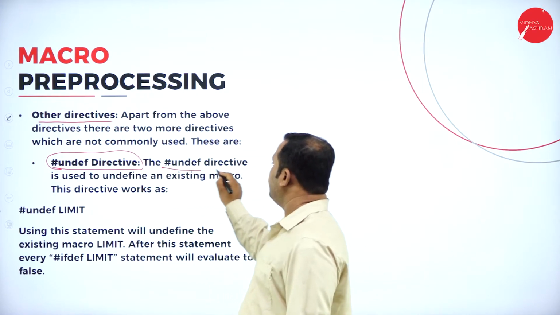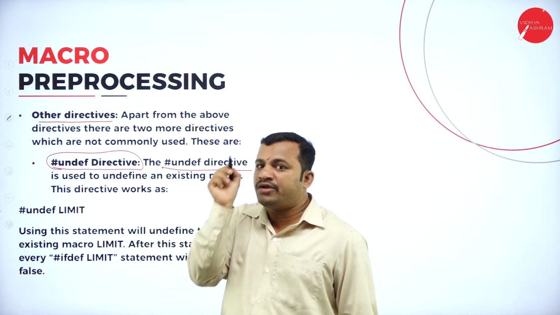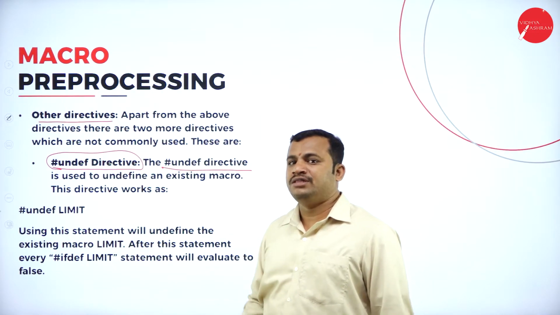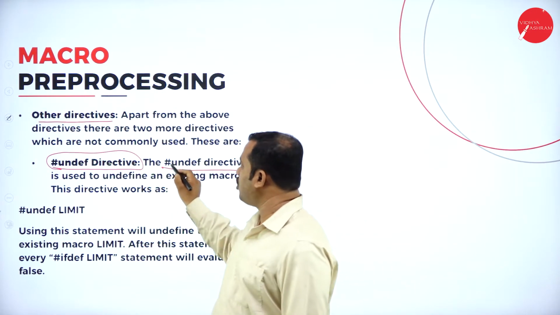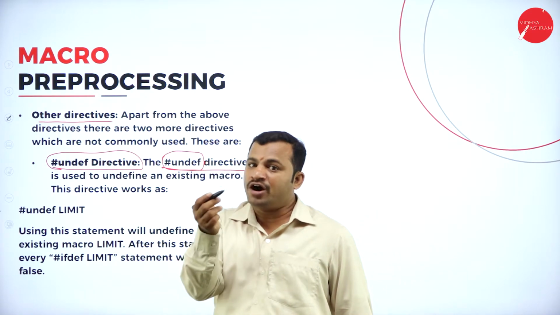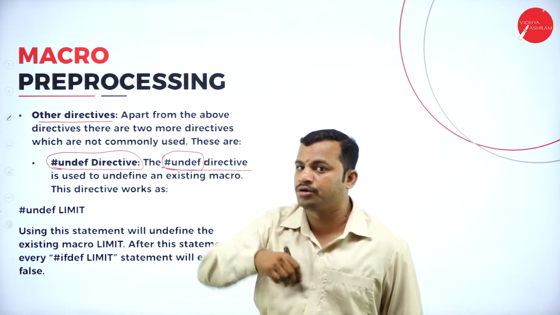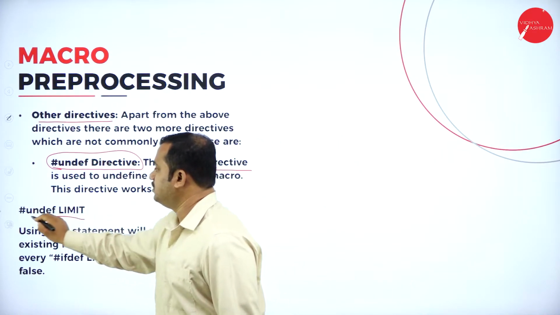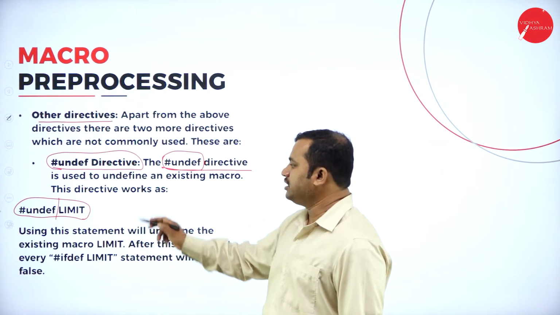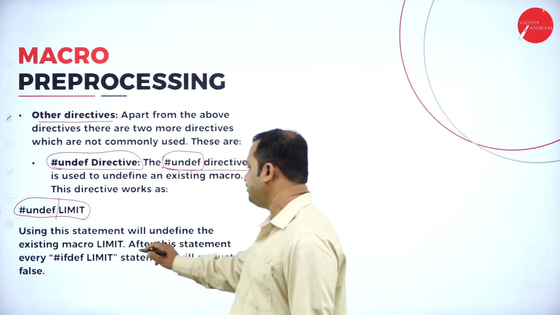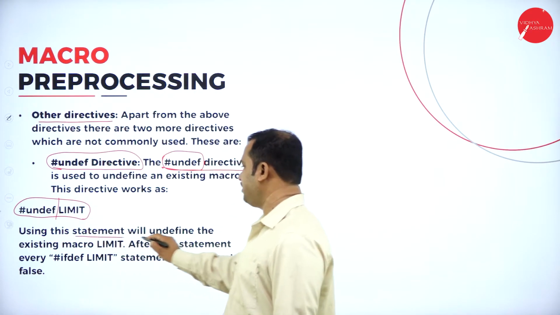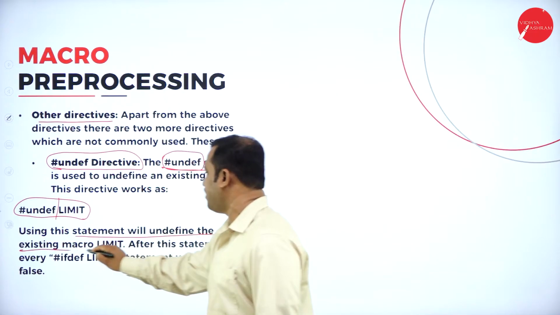If there is any functionality or any macro defined in your program that is not required at a later point of time, then you can use the directive called #undef. That will exclude the functionality of that macro from your program. Similarly, let me take the functionality that is limit. Limit is the macro name that is not going to be used after some point of time. Then I will use #undef limit.